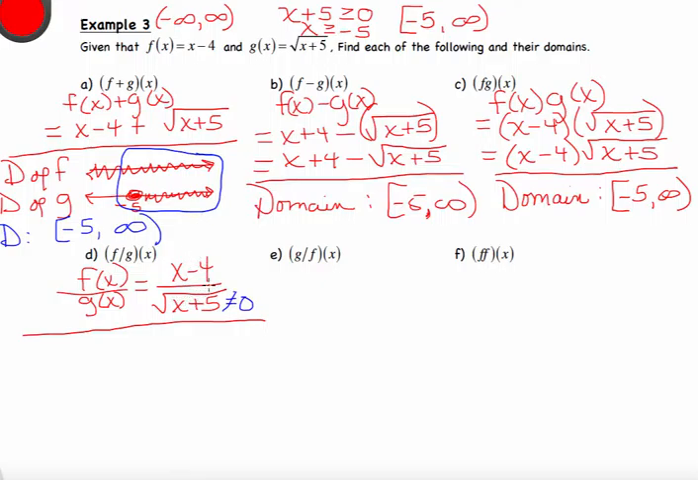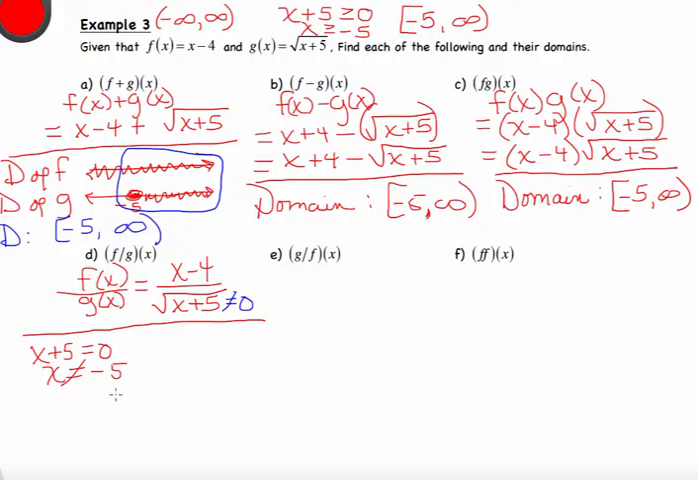Also, I forgot to say that this is as simplified as it gets. There's nothing really to do with that. You don't have to rationalize the denominator or anything. You can just leave it like that. All right, so let's figure out what makes x plus 5 equal to 0 exactly. If I subtract 5 from both sides, I find that x is equal to negative 5. However, that's the value that x cannot equal.